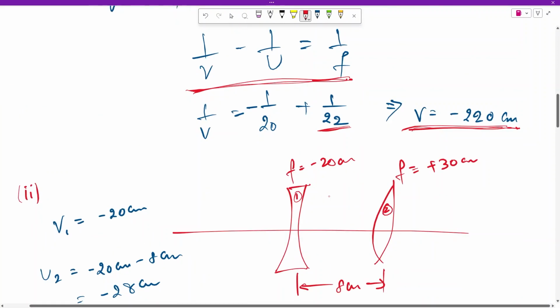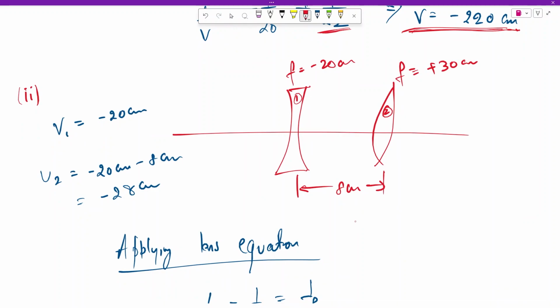Now we will consider the second case in which the concave lens is the first lens and the convex lens is the second lens. Here v1 would be equal to minus f, because when the incident ray arrives, it will virtually tend to form an image in front of the concave lens at 20 centimeter, equal to its focal length. Now we can treat this image as a virtual object for the convex lens. So u2 would be this 20 centimeter plus this 8 centimeter distance, so the total value of u2 would be minus 28 centimeter with sign convention.